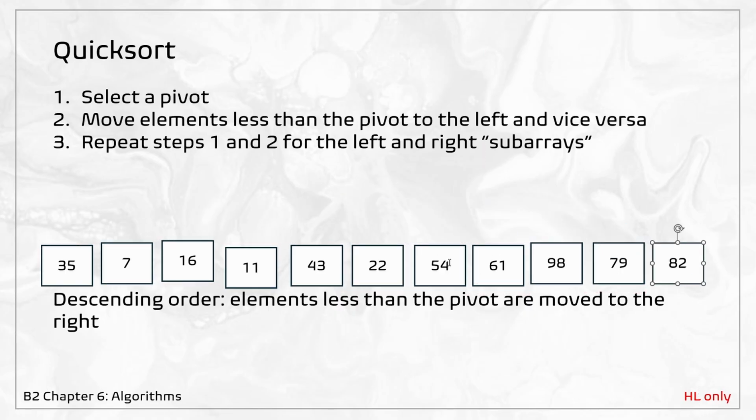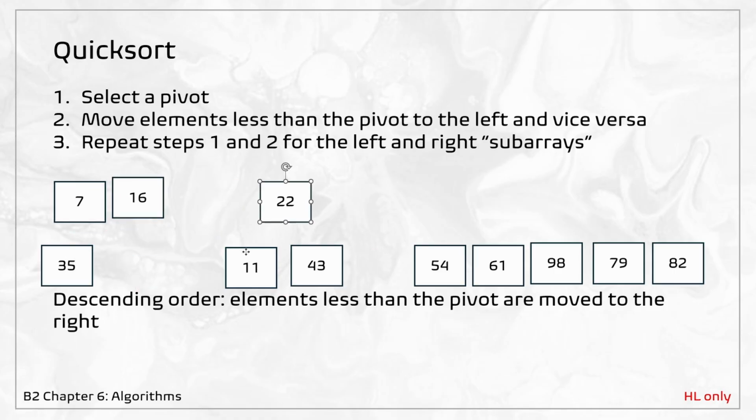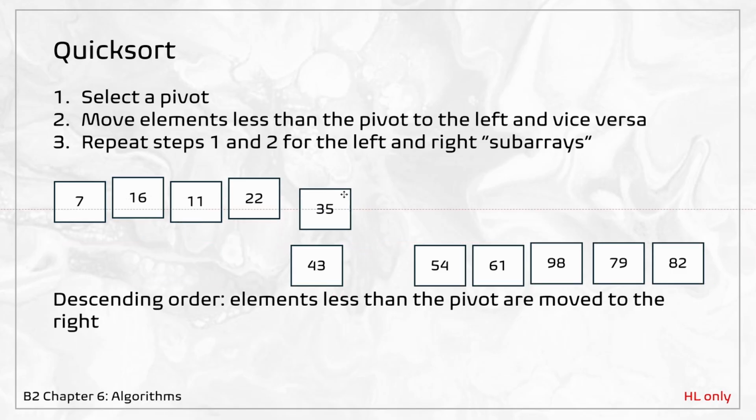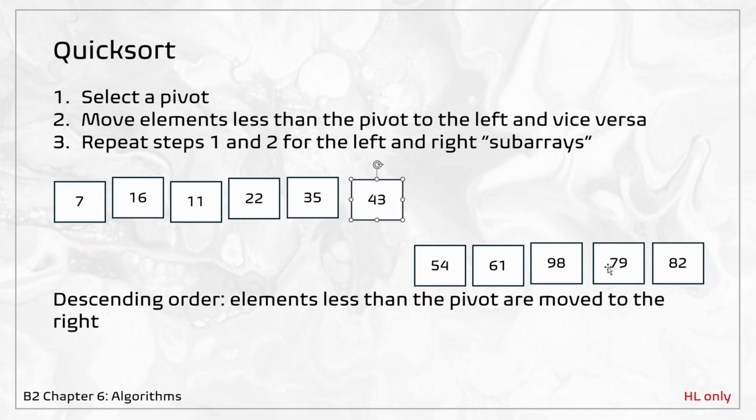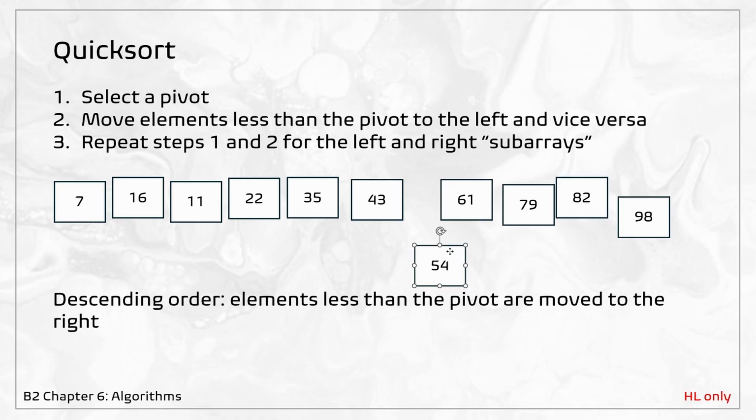And now we need to repeat these exact steps for these two subarrays created. So this left side of the pivot and this right side of the pivot. So again, we need to choose another pivot. So let's just pick 22 again, and then do the exact same thing. So 7, 16, 11, and then 35 goes to the right, 43 goes to the right. And then here, again, we pick this pivot, and then we arrange it like this. And 54 just gets put here. And if we keep repeating this, eventually the entire array gets sorted.